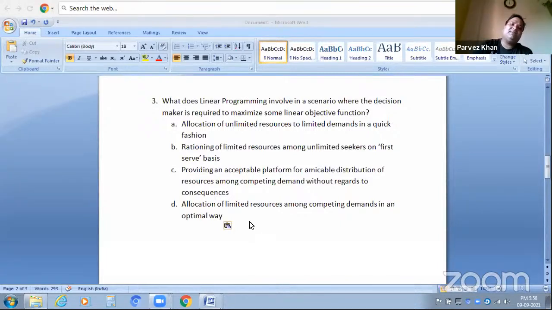You can use the same formula, whichever formula you are applying. If all values are given except one value, you can use any formula. That is not a problem if you have to find out mu.